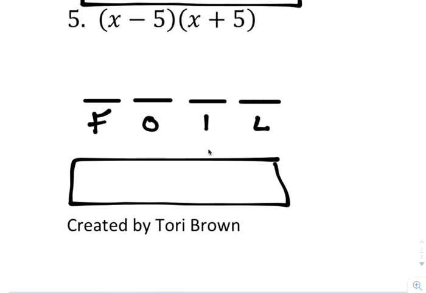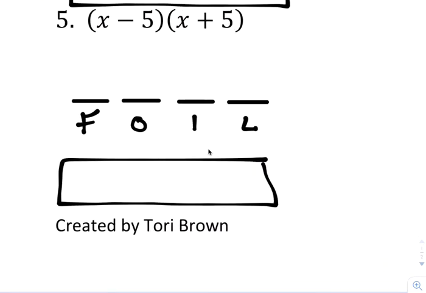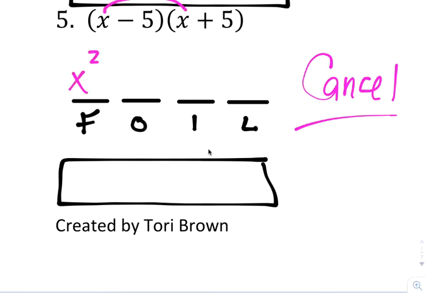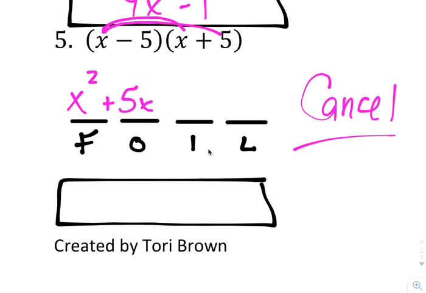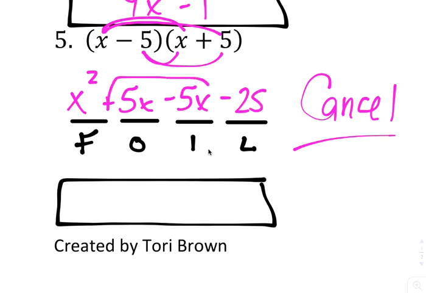So number 5, we have x minus 5 times x plus 5. It's a difference of squares, so we're looking for something to cancel. All right, distribute first, x squared. Outer is 5x, positive 5x, and then we move to the negative 5. Inner is negative 5x. Last is negative 25. These guys cancel each other out because one's a positive 5x, one's a minus 5x, so they cancel. We have x squared minus 25.